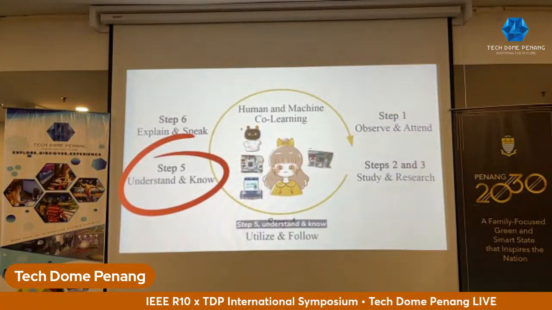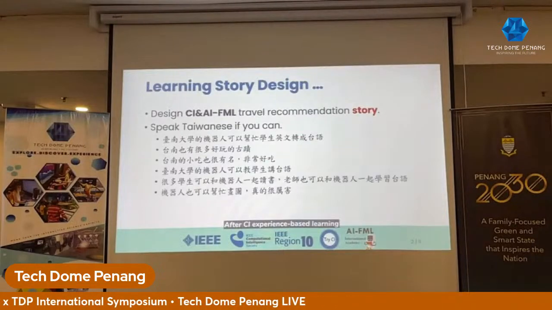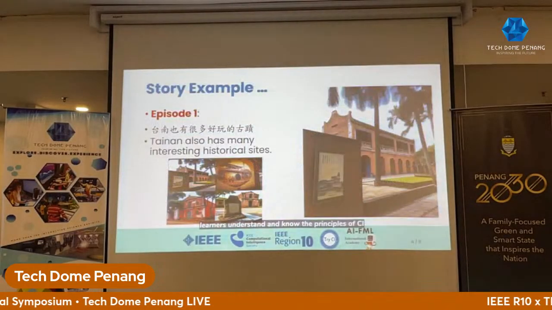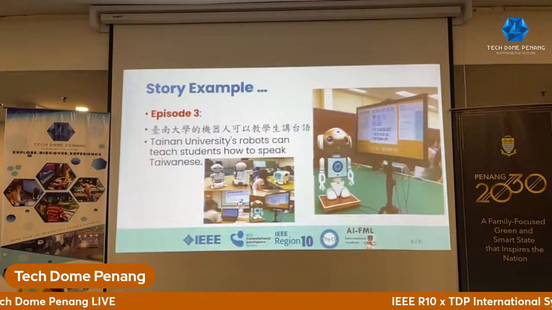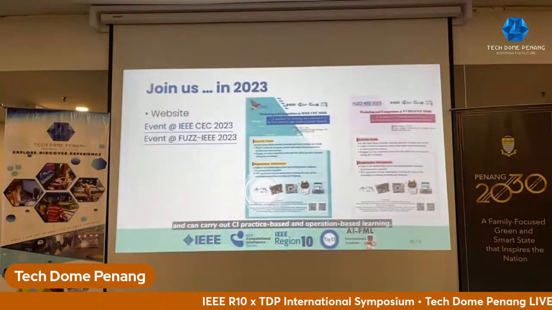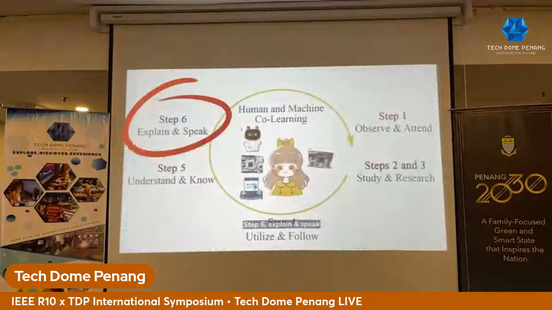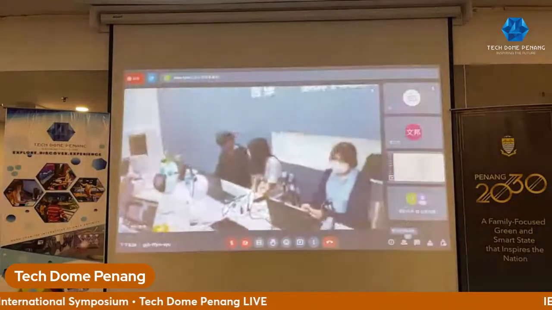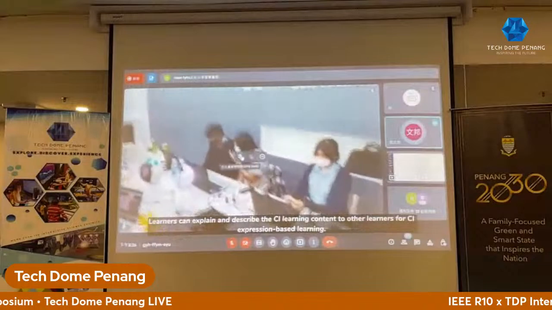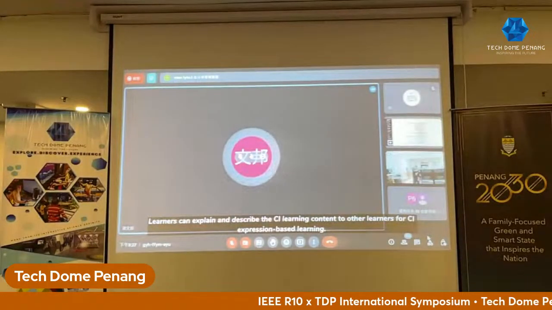Step 5. Understand and know. After CI experience-based learning, learners understand and know the principles of CI and can carry out CI practice-based and operation-based learning. Step 6. Explain and speak. Learners can explain and describe the CI learning content to other learners for CI expression-based learning.